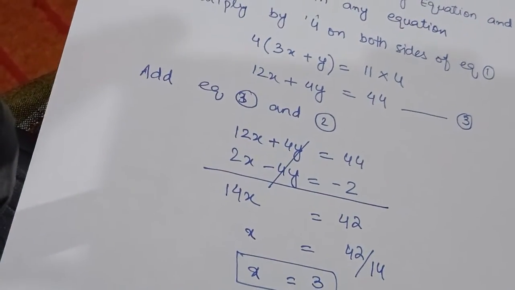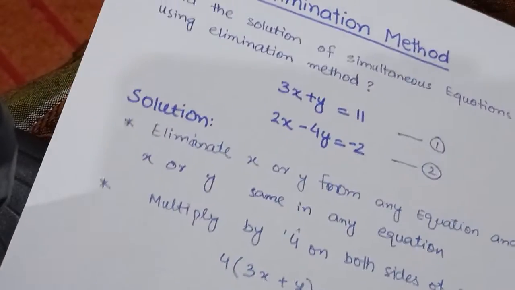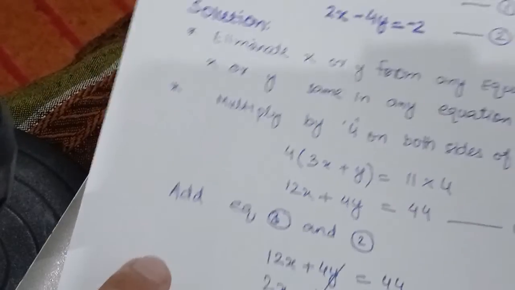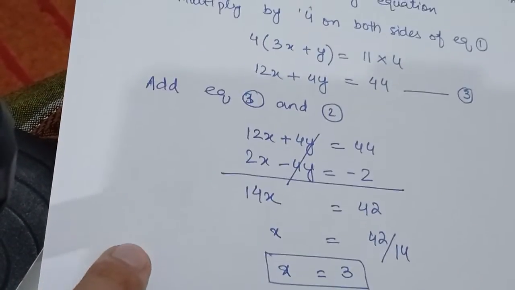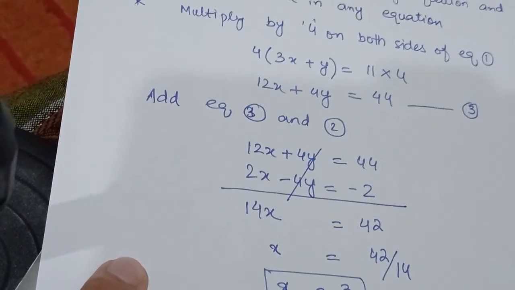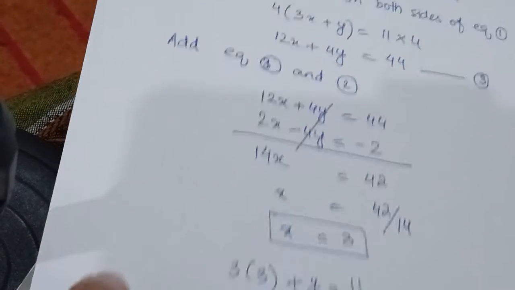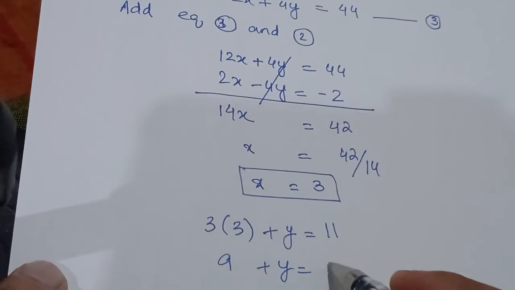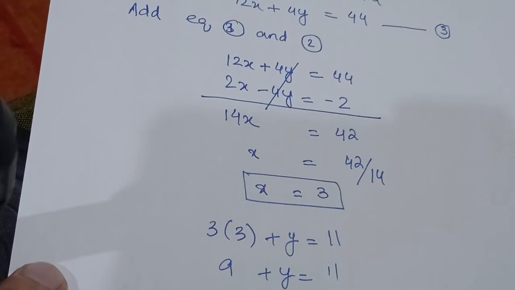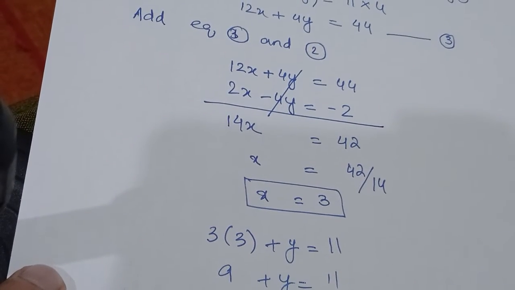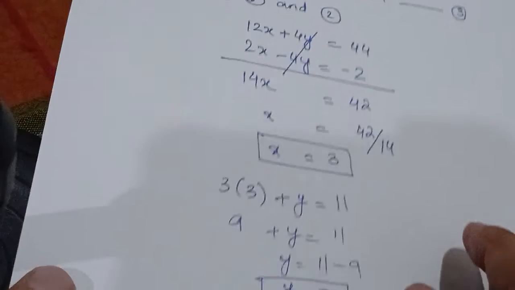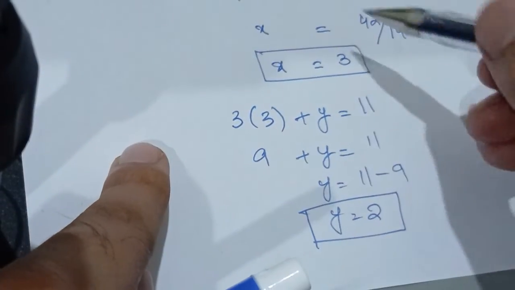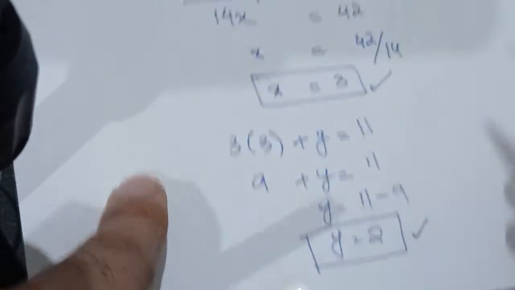If we put the value of x in equation number 1 or 2, we will get, putting x in equation number 1, 9 plus y is equal to 11. Y is equal to 11 minus 9, which is 2. So this will give us the solution: x is equal to 3 and y is equal to 2.